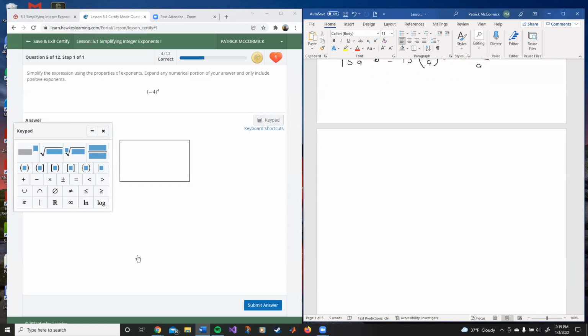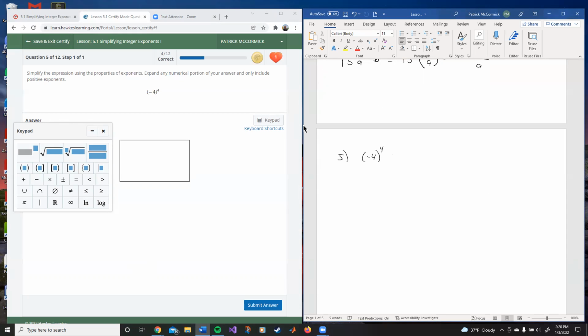Okay, so -4 raised to the 4th power. So we want to expand any numerical portion of your answer. So this is problem number 5. So -4 raised to the 4th. So notice, since it's a negative number raised to an even power, we're going to get a positive answer back.